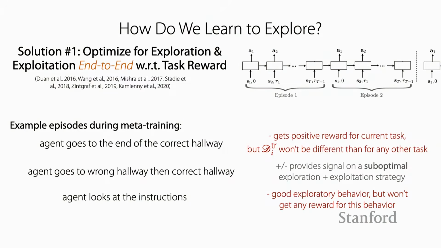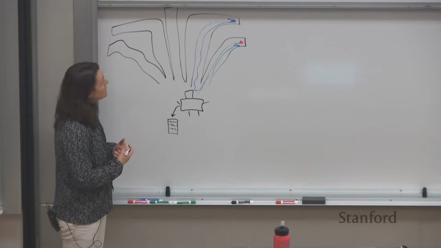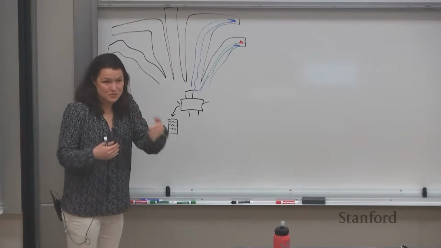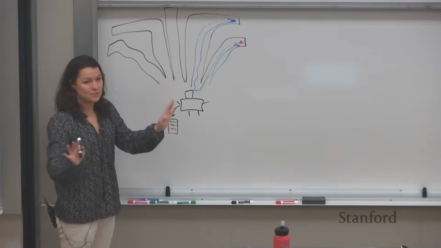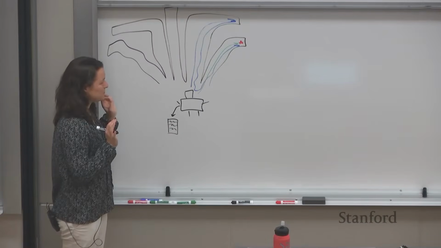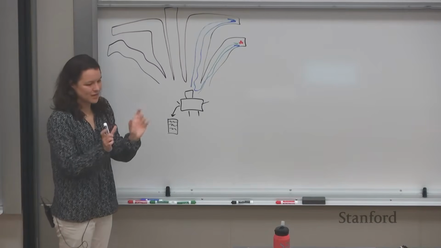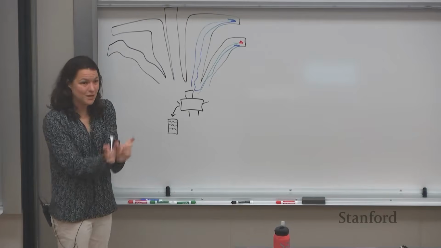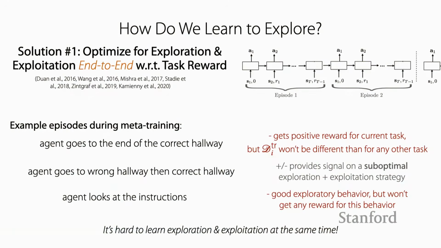Basically, in a problem like this, you're only going to get something useful about how to explore and exploit if you successfully did the proper exploration behavior and then did the exploitation behavior. If you do them in separate episodes, then you're not actually getting good learning signal. And that means you have this kind of sample complexity where you need to actually get lucky and do both of the two things at the same time in order to get signal that helps you learn the problem. So basically it's hard to learn how to explore and exploit at the same time.